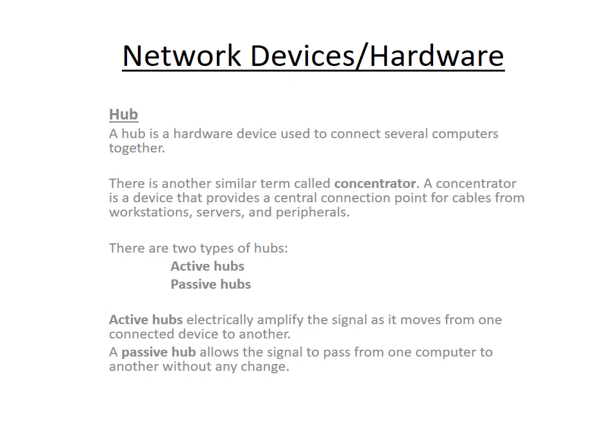There are two types of hubs: active hubs and passive hubs. Active hubs electrically amplify the signal as it moves from one connected device to another. A passive hub also allows the signals to pass from one computer to another without any change.